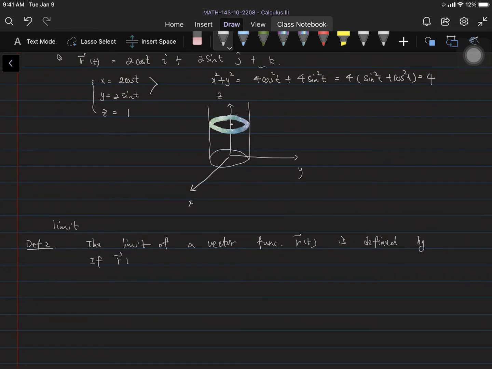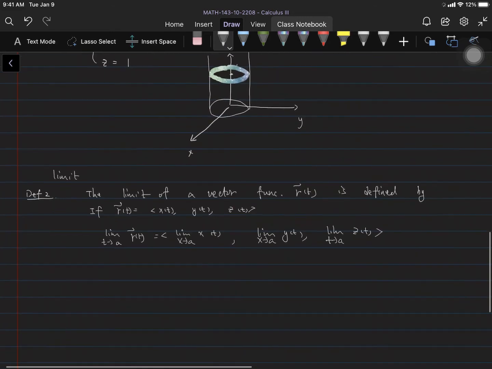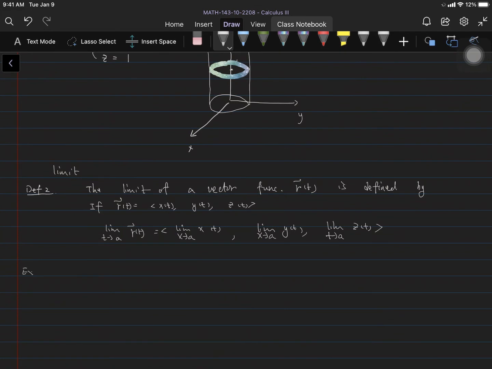If r(t) equals x(t), y(t), z(t), then the limit, when t goes to some number a, of the r(t) function, we just take the limit of each component function. So the limit of x(t) as t goes to a, the limit of y(t), and the limit of z(t), as t goes to a. Pretty easy. Now we can take a look at the example.